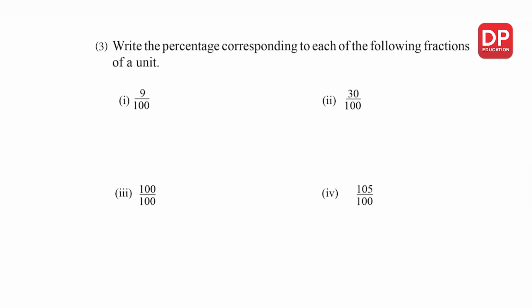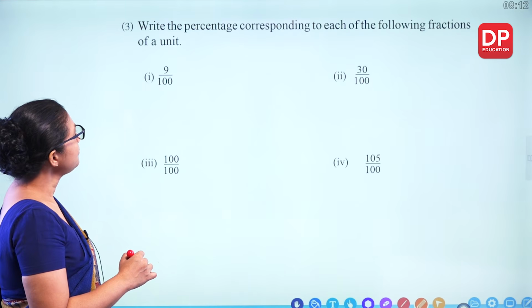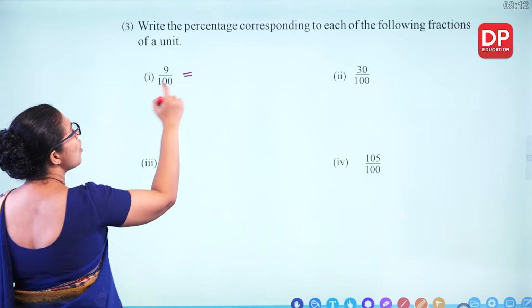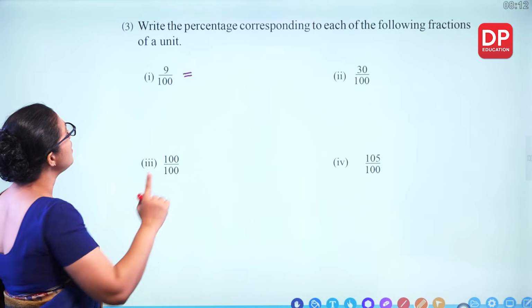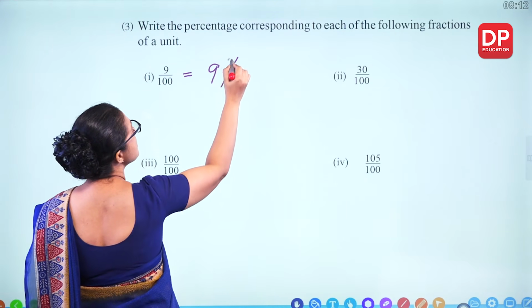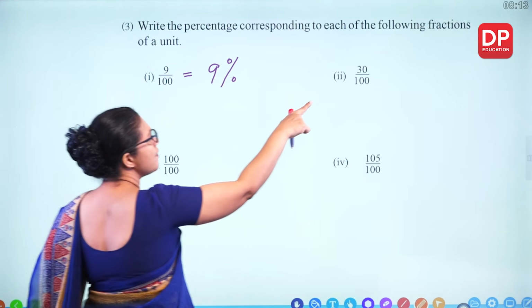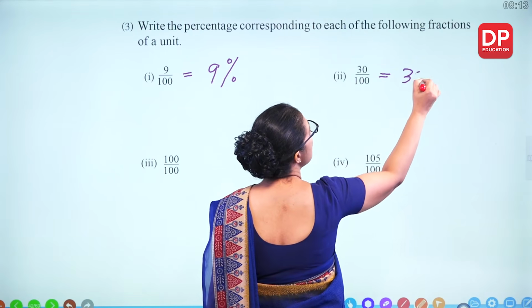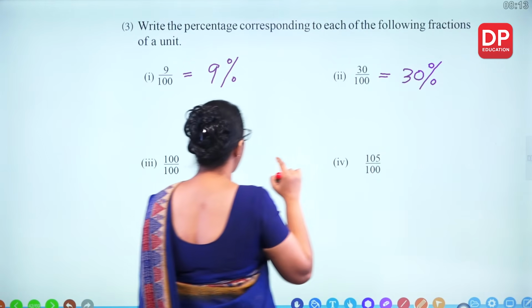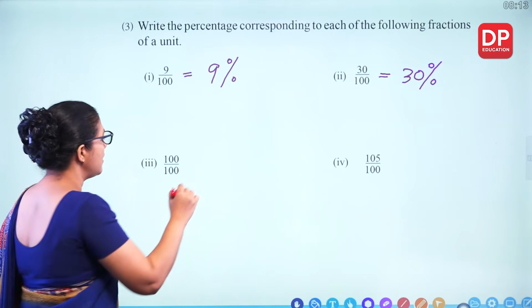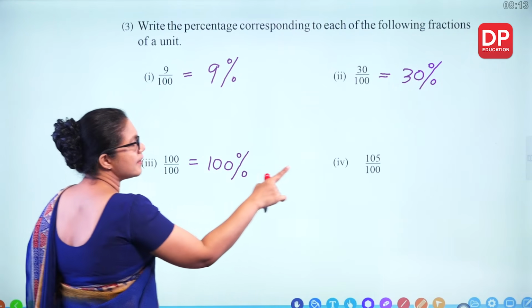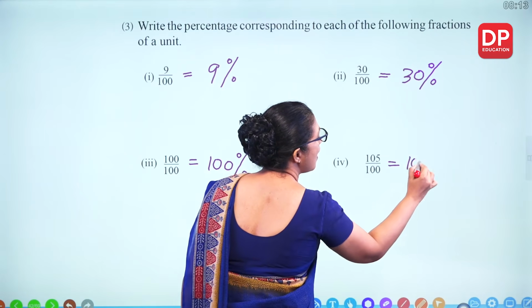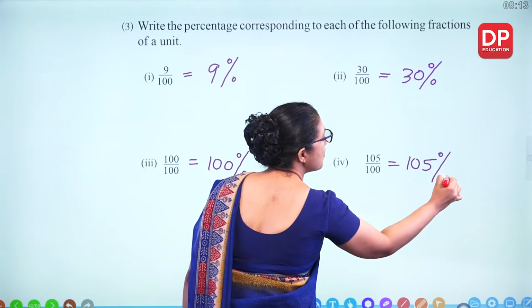Write the percentage corresponding to each of the following fractions of a unit. So this is out of 100 parts. So you can straight away write down 9%. This is out of 100. 30%. This is out of 100. 100%. And this is out of 100. 105%.